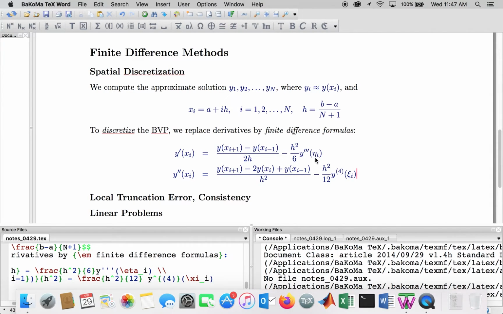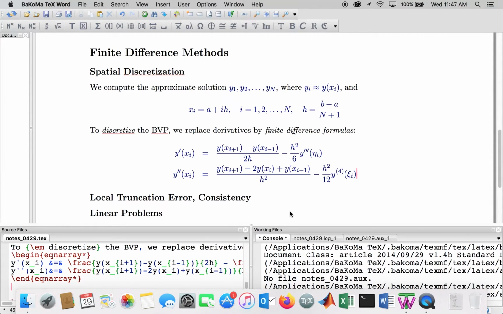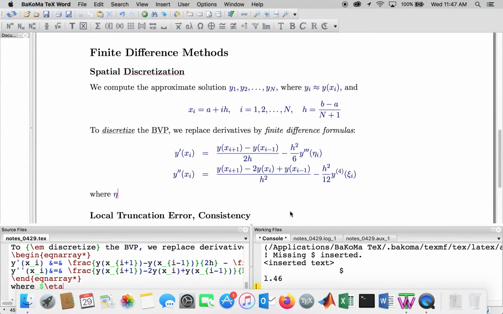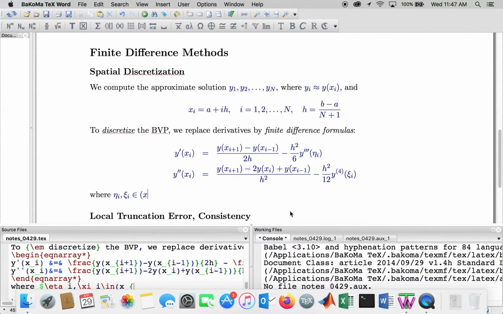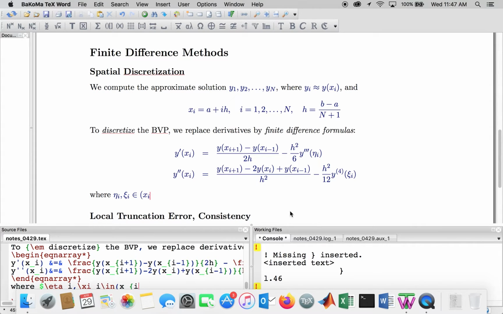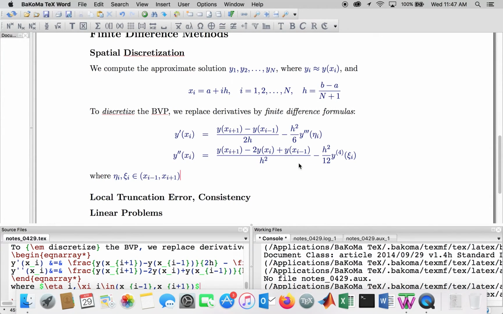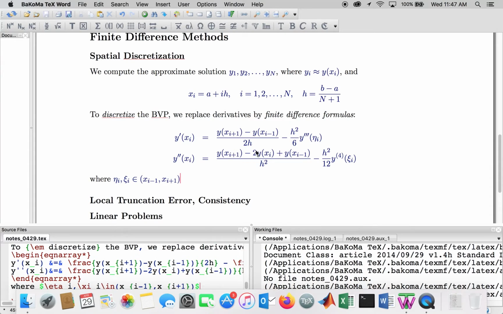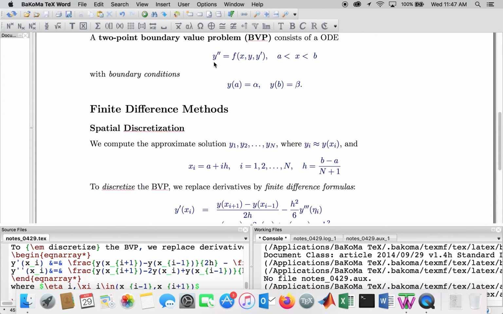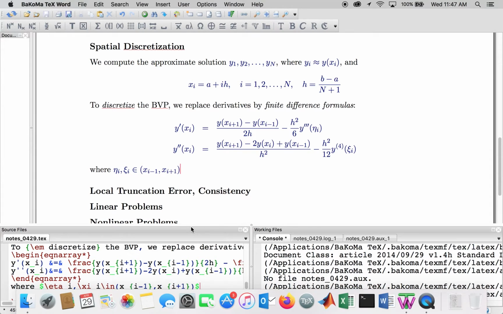Both these derivatives are evaluated at unknown points. What we can say about those unknown points is that they belong to the interval from x_{i-1} to x_{i+1}. So now what we can do is use these finite difference formulas, substituting them into the boundary value problem in place of these derivatives. So what does that give us?